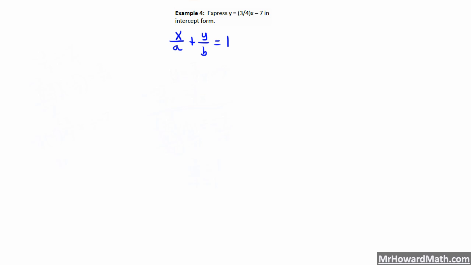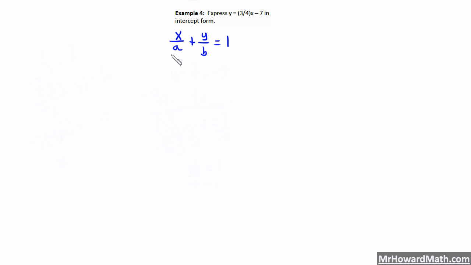Alright, so next we have example 4. It says express y equals 3/4 x minus 7 in intercept form. I went ahead and wrote the intercept form here. That's x over a plus y over b equals 1.